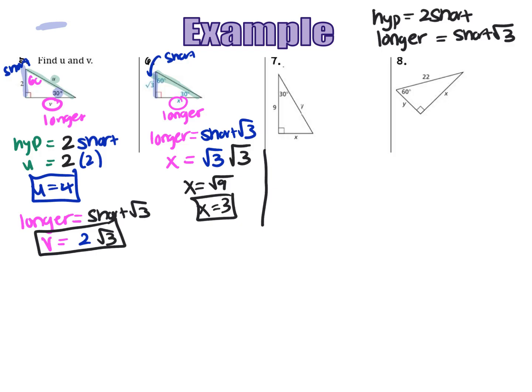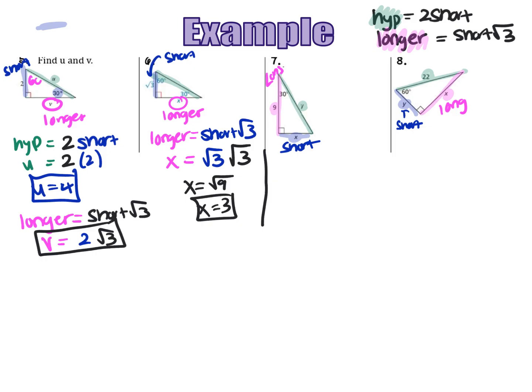All right, I'm going to encourage you to pause the video and try to do numbers 7 and 8 on your own. See if you can figure out even just one of the two lengths. Make sure you identify hypotenuse, shorter, longer, and then unpause the video and work through them with me. All right, I have identified the pieces: hypotenuse, shorter, and longer.